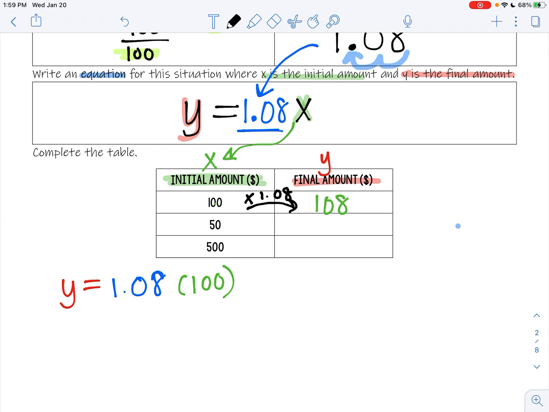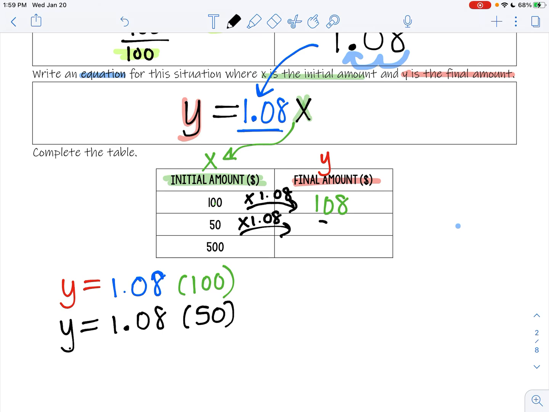Now, if our initial amount is 50, we can do the same thing. We don't know what the final amount is. We don't know what y is, but we do know that the initial amount is 50 and the initial amount is x. So I can take 1.08 and multiply times 50.